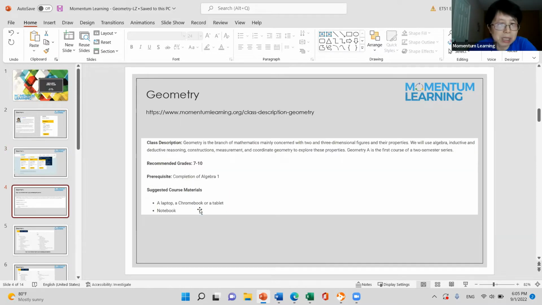Brief description of this class. For geometry, most of the students already learned some geometry since elementary school. We recommend this course for students in grades 7th to 10th. You already learned something about geometry, like squares and triangles, right? For this course, we're going to take a deeper dive into geometry. We'll split it into two semesters, the fall semester, and next is the 2023 spring semester.